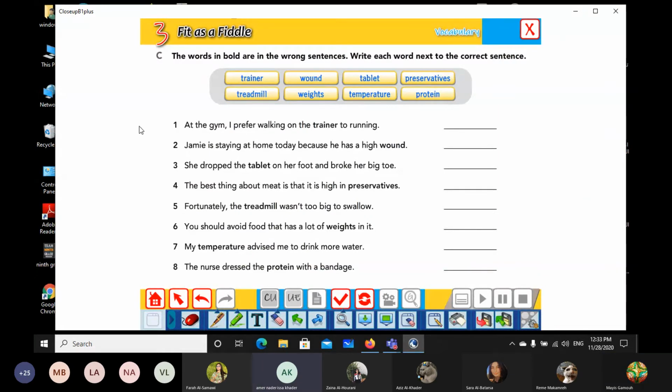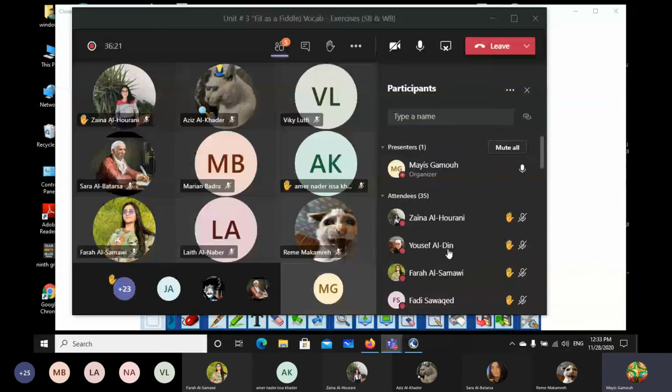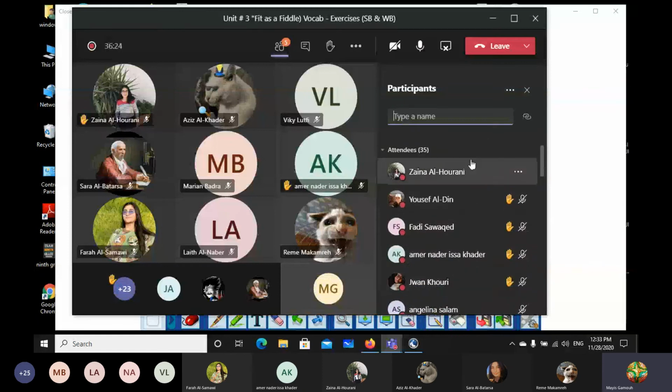At the gym, I prefer walking on the treadmill to running. On the treadmill, miss. What is the meaning of a treadmill, Amir? It's the machine that is used for running. Thank you, Amir. Excellent. All right, let's go to the second one and it will be for Yusuf.